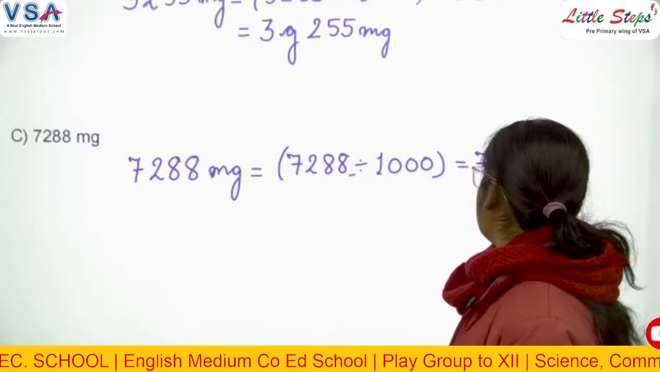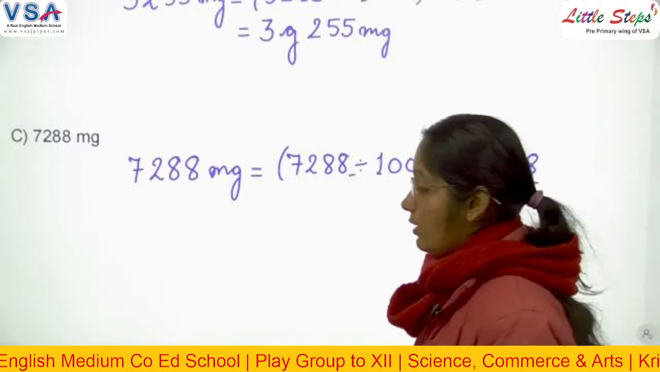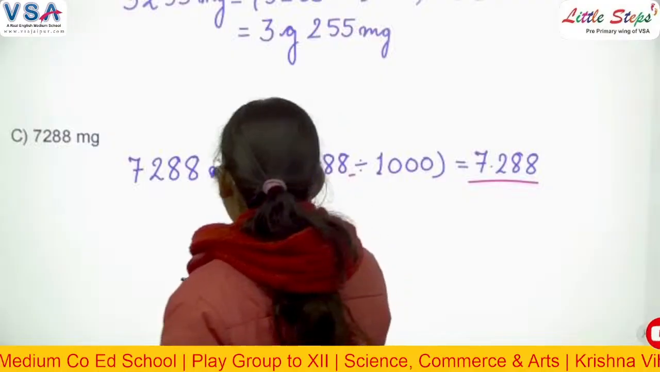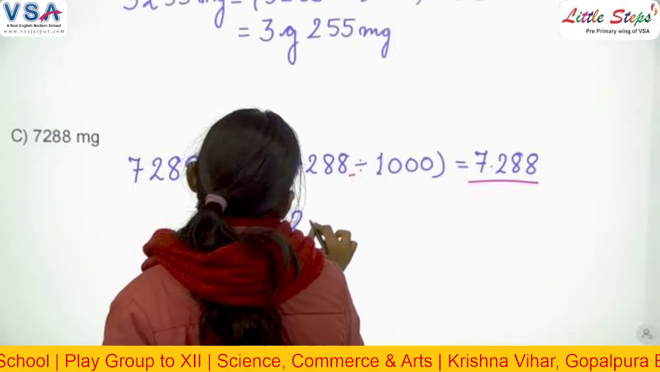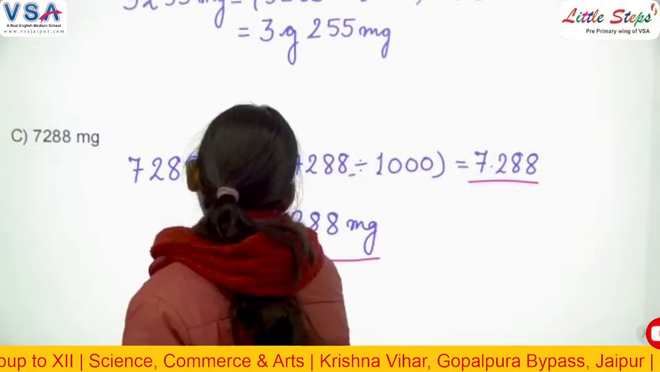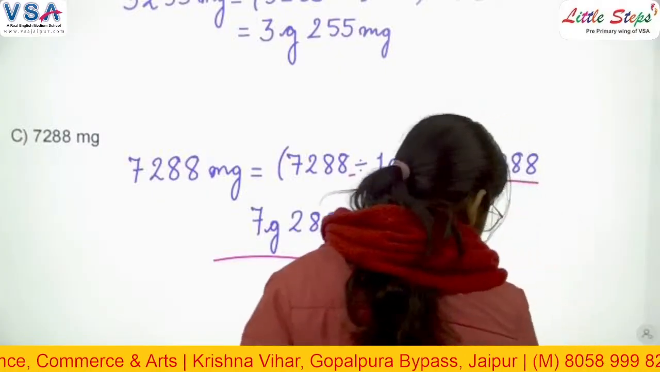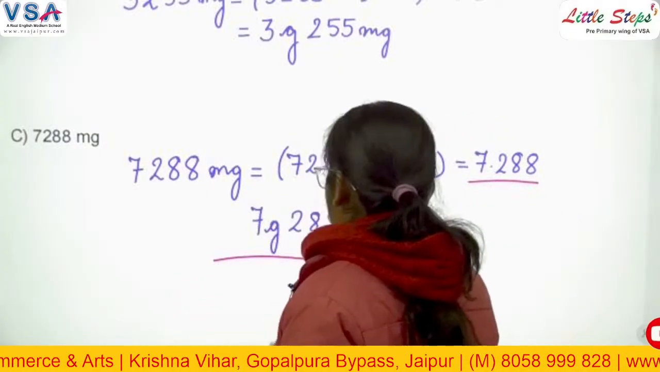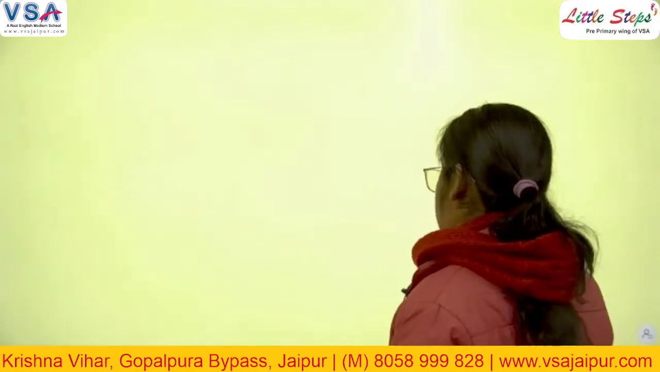So the answer will be 7.288. And what does this 7.288 signify here? 7.288 signifies nothing but 7 grams 288 milligrams. This will be our answer. I hope I am clear. Okay, let's now summarize whatever we have studied and then we will move to the new exercise.